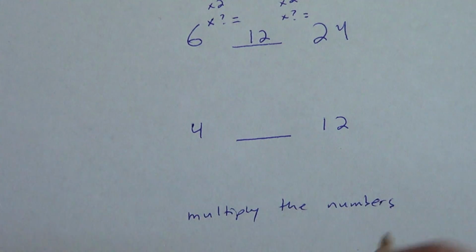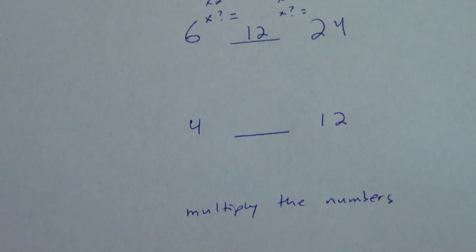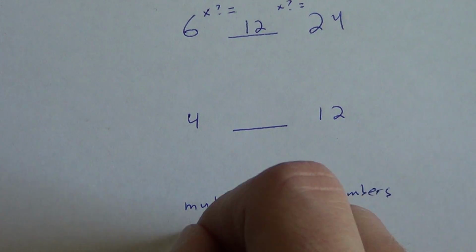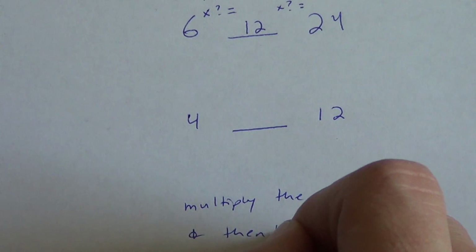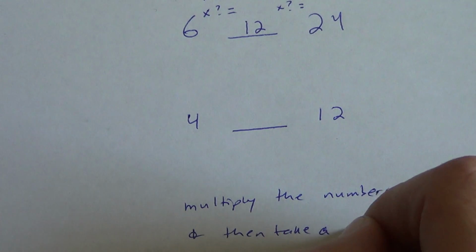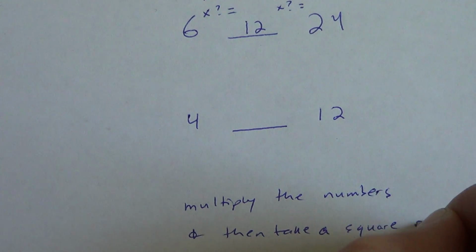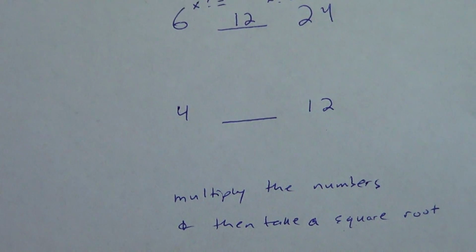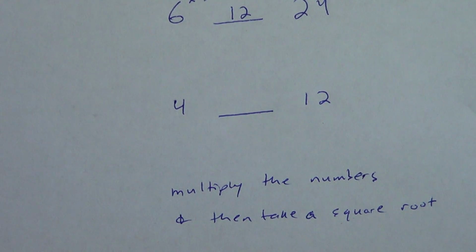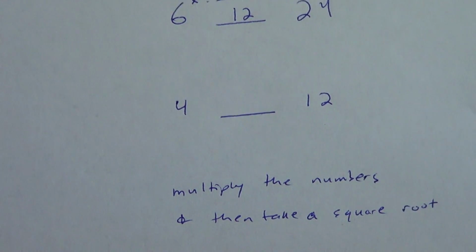Okay, so instead of adding the numbers like we did for arithmetic mean, we're going to multiply the numbers and then take a square root. Back with the arithmetic mean, we added and divided by 2. Here we're going to multiply and take a square root. So let's do that with 4 and 12.